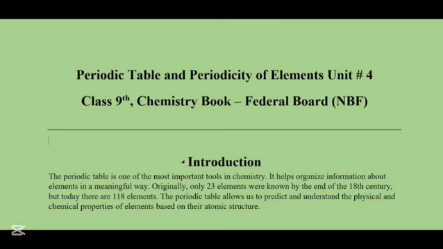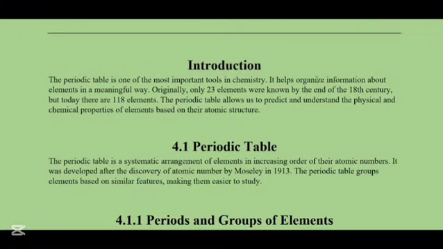Let's get started. The introduction to the periodic table. The periodic table is one of the most important tools in chemistry. It helps organize information about elements in a meaningful way. Originally, only 23 elements were known by the end of the 18th century, but today there are 118 elements. The periodic table allows us to predict and understand the physical and chemical properties of elements based on their atomic structure.